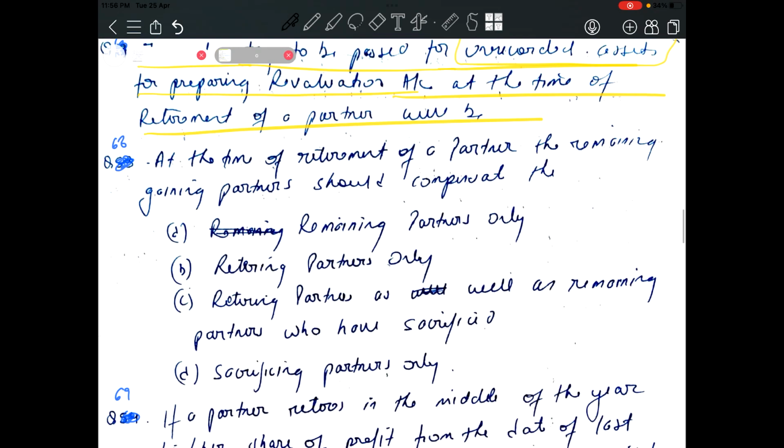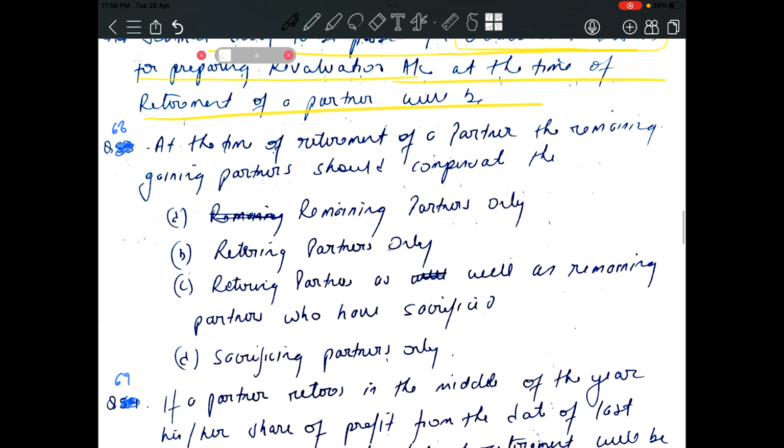I hope this is clear. Now question number 68. Let's read this. At the time of retirement of a partner, the remaining gaining partners should compensate the... the remaining partners will compensate to whom?